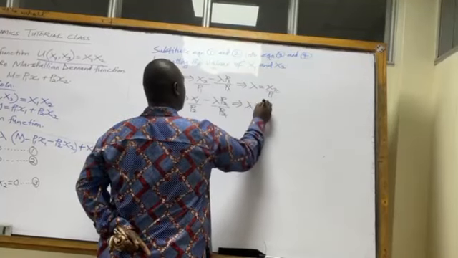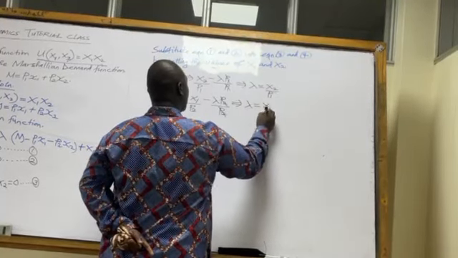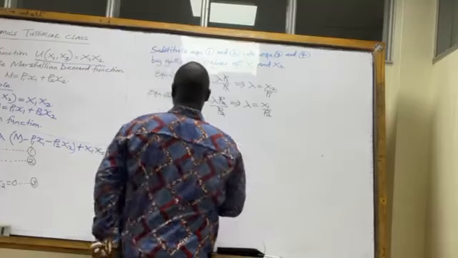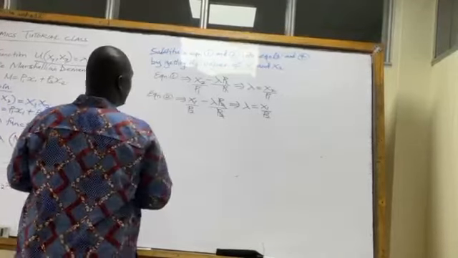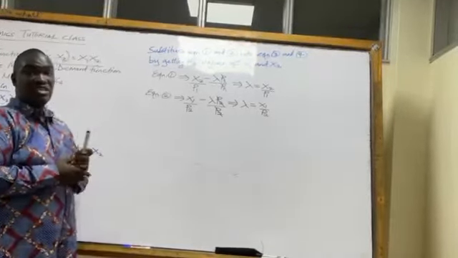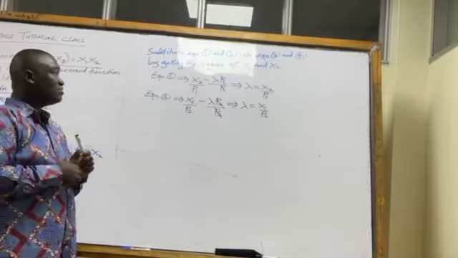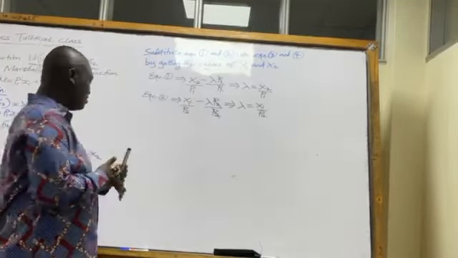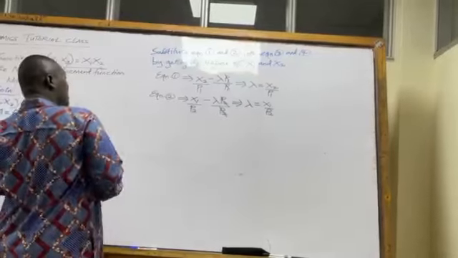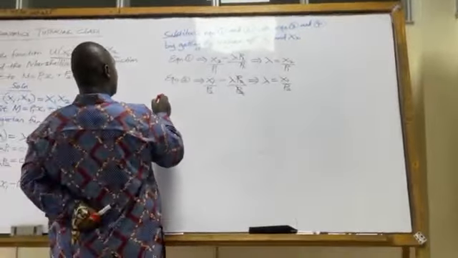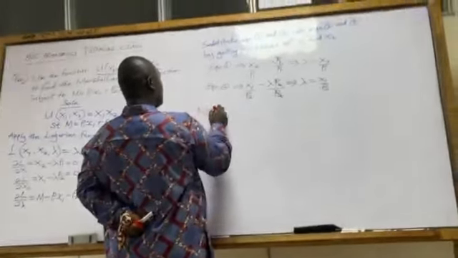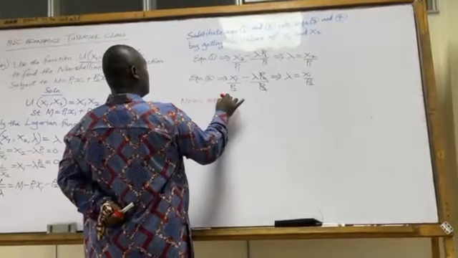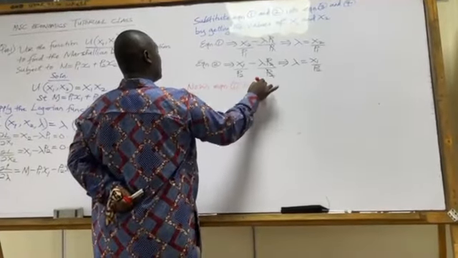Now that equal to x1 all over what? P2. Okay? So now, what have we done here? We have substituted equations 1 and 2 so that we can get 3 and what? And 4. So now we come in and we say, now you can say equation 1 is equal to what?